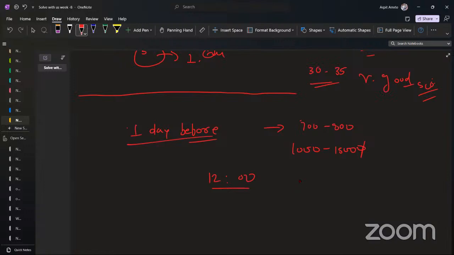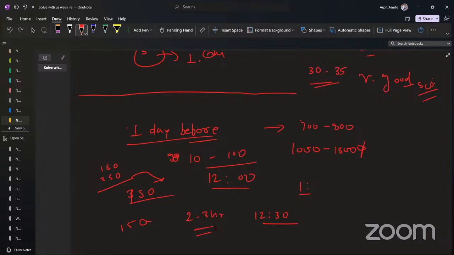Exam time is 1 to 3 for those who have 3 subjects, and 1 to 4 for those who have 4 subjects, starting from 1. That is correct. It means you have to reach the center by 12:30. If someone is sitting in the bus and has to travel, suppose, 150 kilometers, I'm not talking about 10 to 100 kilometers. This applies for those more than 100 or 150 or 350 kilometers away, because if someone is traveling 150, they have to travel for 2 to 3 hours at least, in bus or bike, whatever it is.